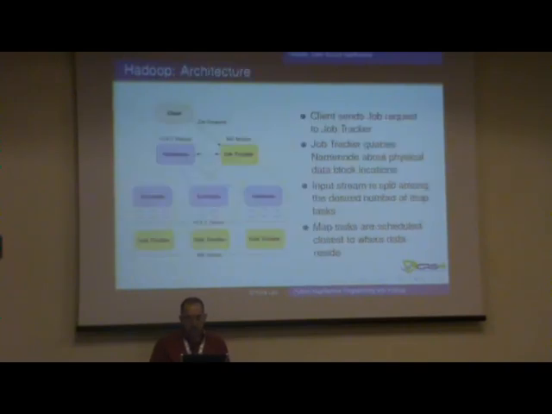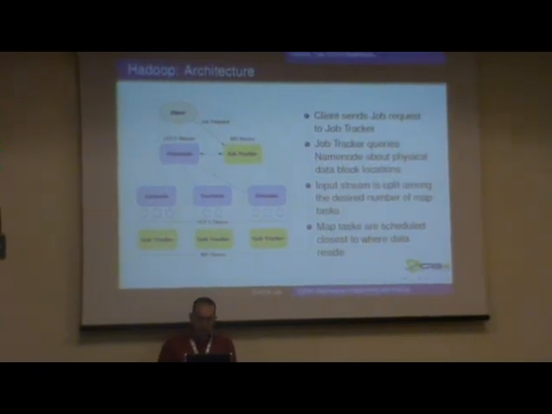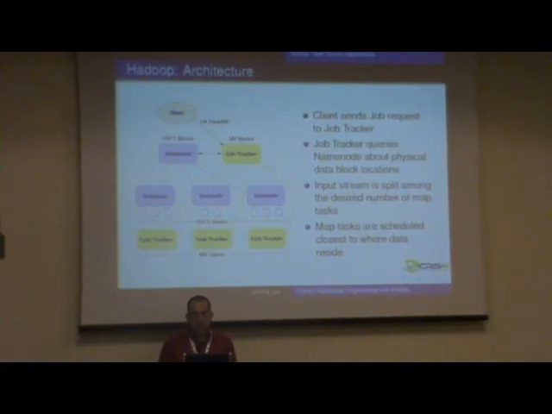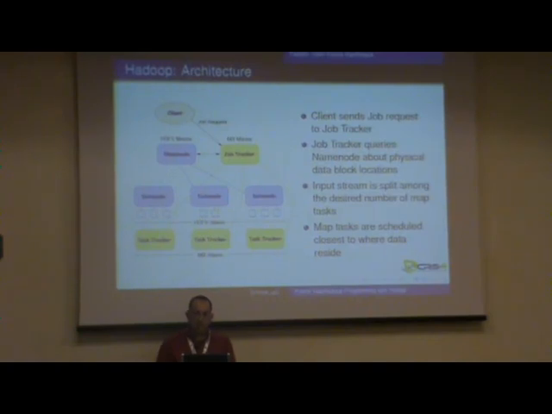Okay, so here is a sketch of the architecture. Hadoop is composed of two main entities: the MapReduce framework and the distributed file system, which in the case of Hadoop is called HDFS, Hadoop Distributed File System. Both of them are organized in a master-slave fashion. The HDFS master is called the name node, and the slaves are called data nodes. And the MapReduce master is called the job tracker, and the slaves are called task trackers.